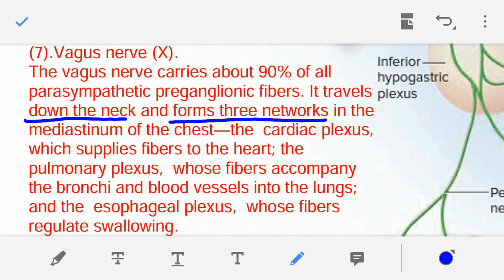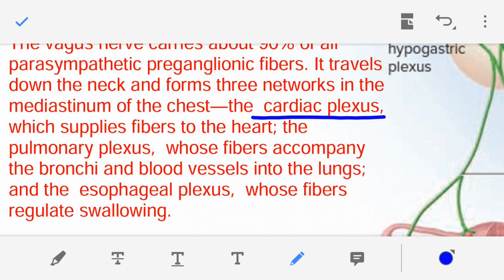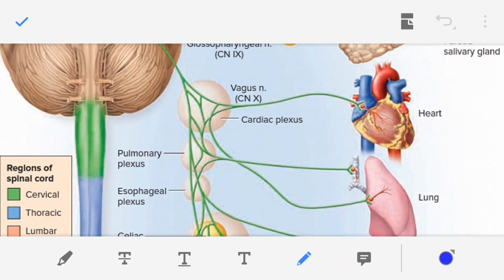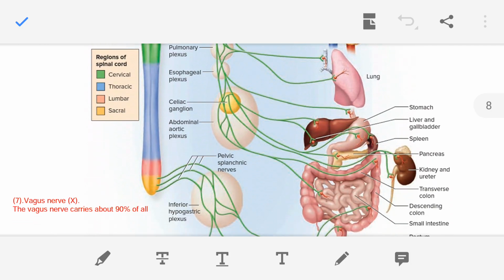And where are these plexuses formed? In the mediastinum of the chest. So in the middle part of the chest, three plexuses are formed by the vagus nerve. These plexuses are: number one, cardiac plexus; second, pulmonary plexus; and third, the esophageal plexus.